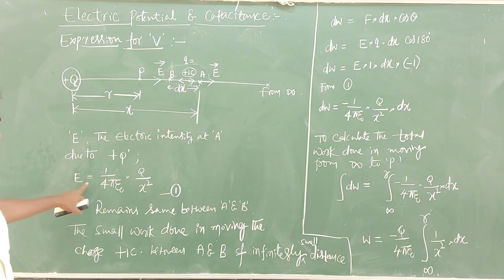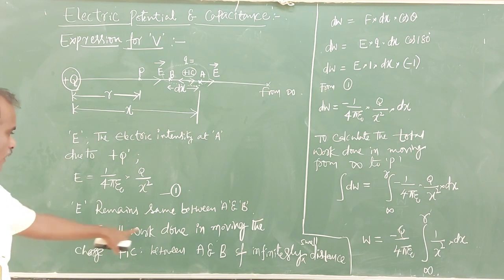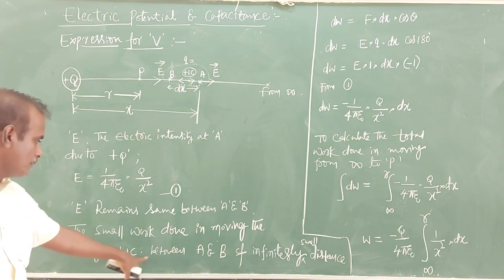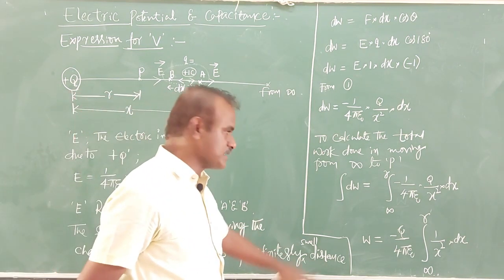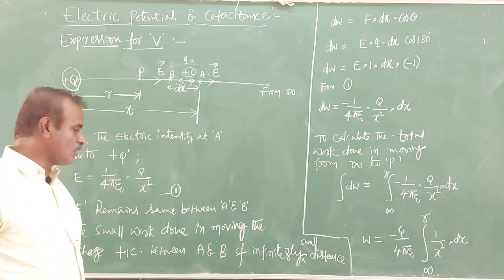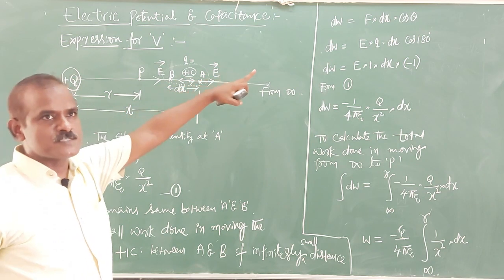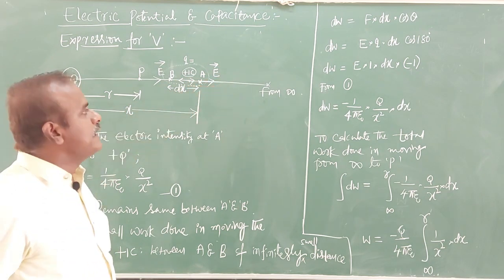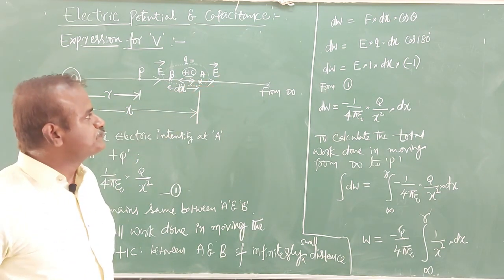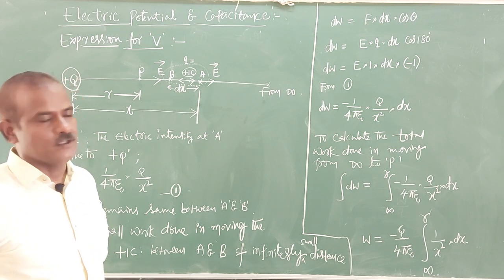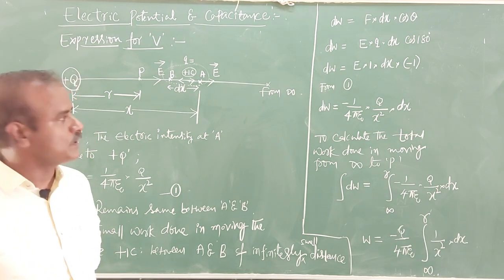Look at the steps. This is the electric field intensity at A, which is the same between A and B. E remains the same between A and B. A small work done in moving the charge plus 1 coulomb between A and B, an infinitely small distance. So the small work done is equal to force and displacement into cos theta: E into Q dx into cos 180 degrees, E into 1 dx into minus 1, since cos 180 degrees is minus 1.